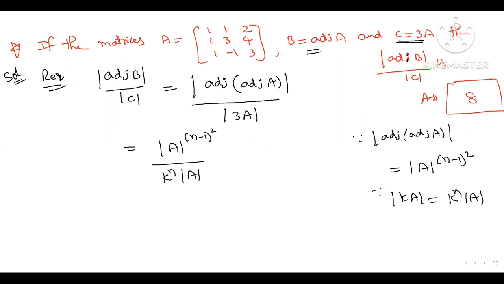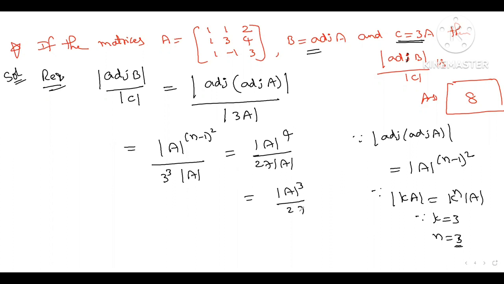But here k value, how much value here? K value 3, n value 3. 3 to the power 3. Here k value 3, n is order of A. This is also 3. So det A power n minus 1, n value 3 minus 1 whole square. It will become det A to the power 4 by 27 into det A. One det A value gets cancelled here. Det A whole cube by 27.